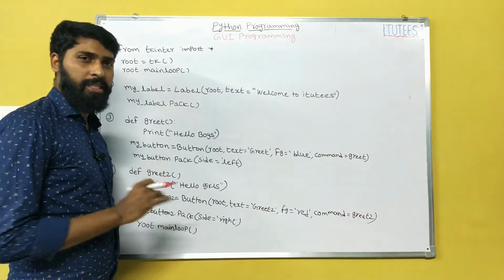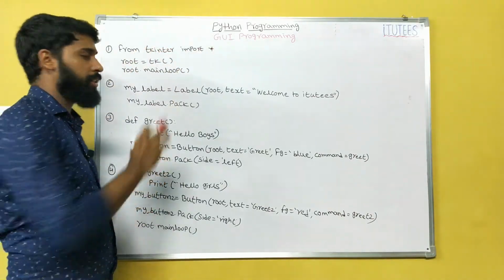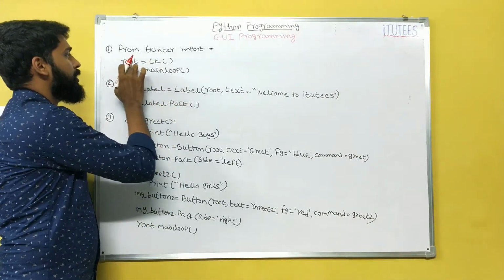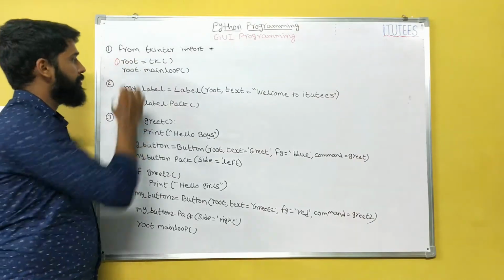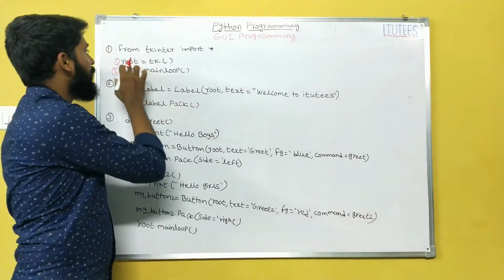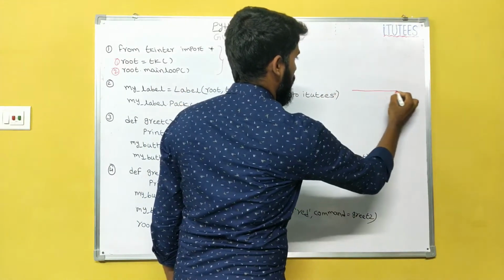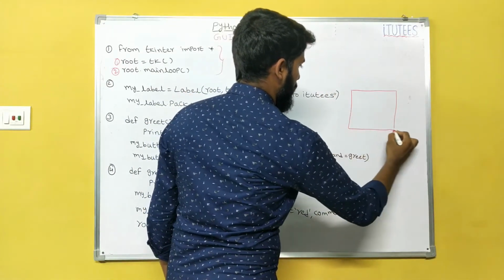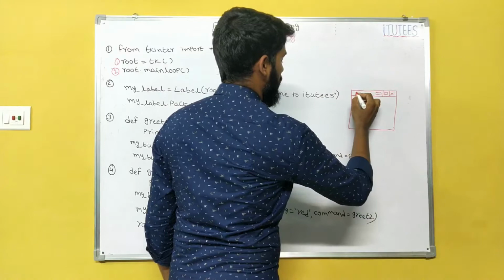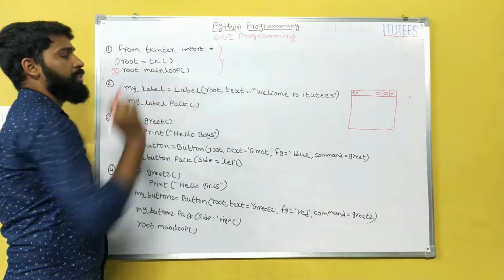So now we are going to see some examples. The first one: from tkinter import asterisk. So the Tkinter package is imported for GUI programming. Next one, creation of window. The second one, it appears until you click the close button. So what is the output for this? The output is a window with close, minimize, maximize buttons and the title Tk. That is the output for this program.